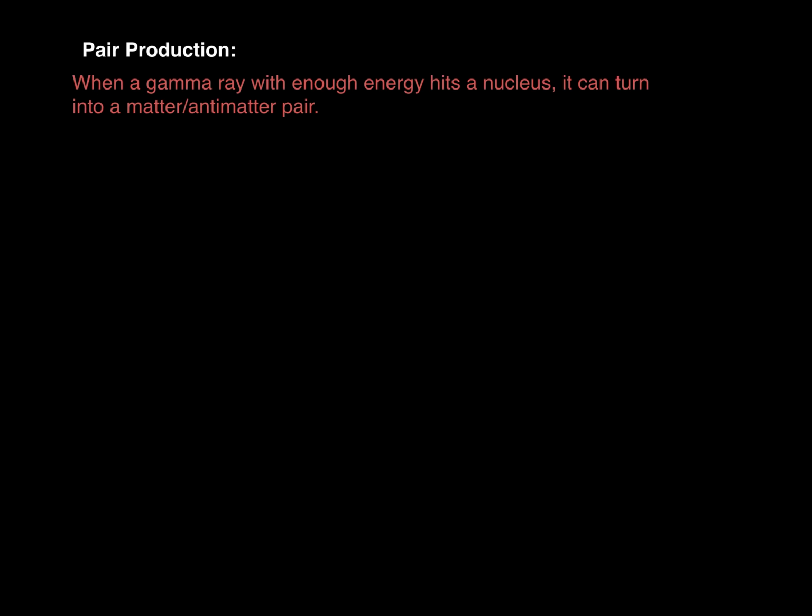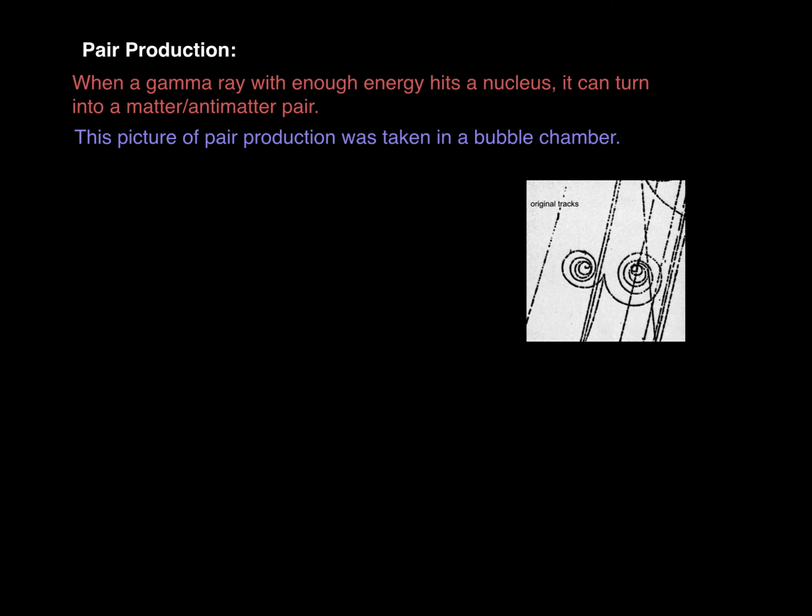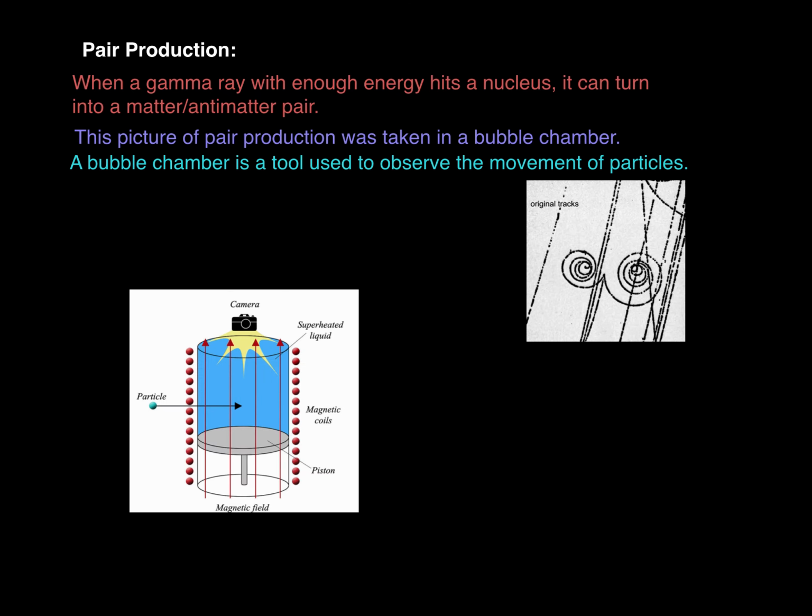Pair production. When a gamma ray with enough energy hits a nucleus, it can turn into a matter-antimatter pair. This is how matter can be created. This picture of pair production was taken in a bubble chamber. A bubble chamber is a tool used to observe the movement of particles.